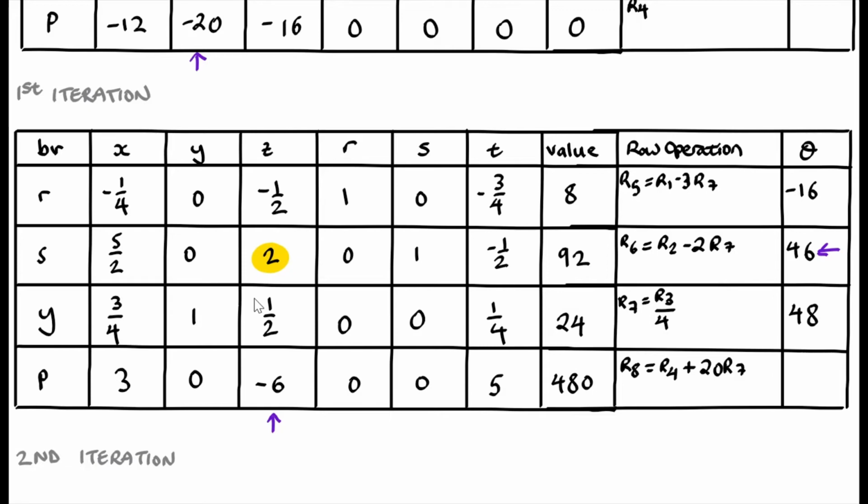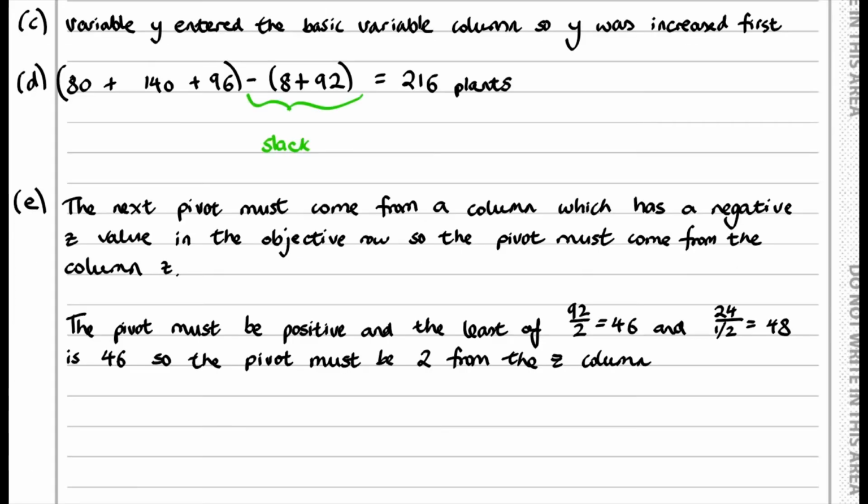Okay, so let's try to put that in some sort of words. So the next pivot must come from a column which has a negative Z value in the objective row, so the pivot must come from the column Z. So that's part E done.